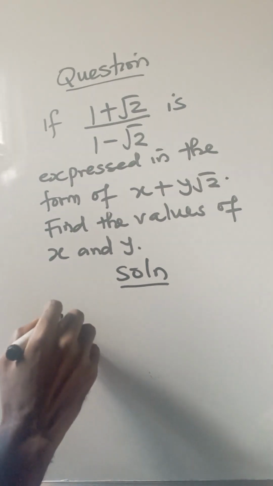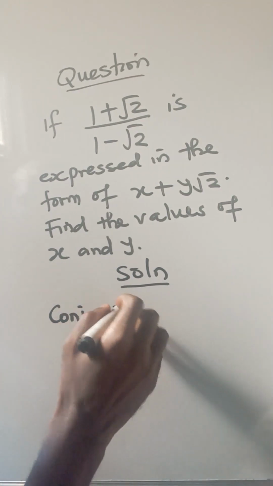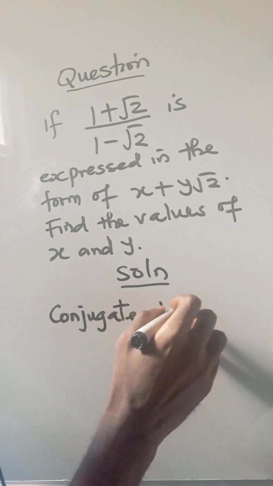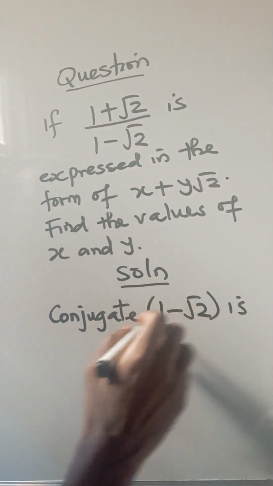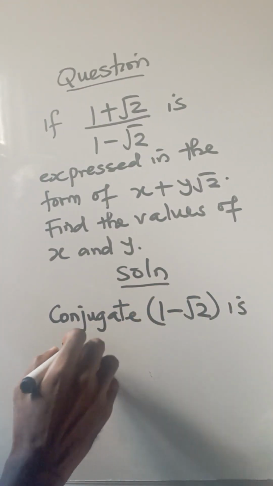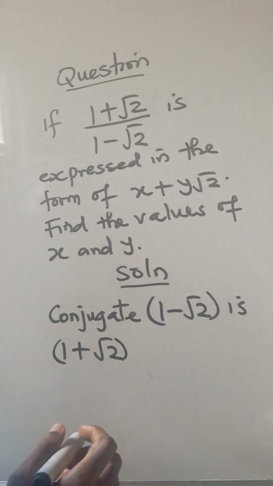And how do you rationalize? The first thing you want to do is get the conjugate of the denominator. So the conjugate of 1 minus root 2 is what? We'll write this but with a plus. So I have 1 plus root 2. So that's the first step.